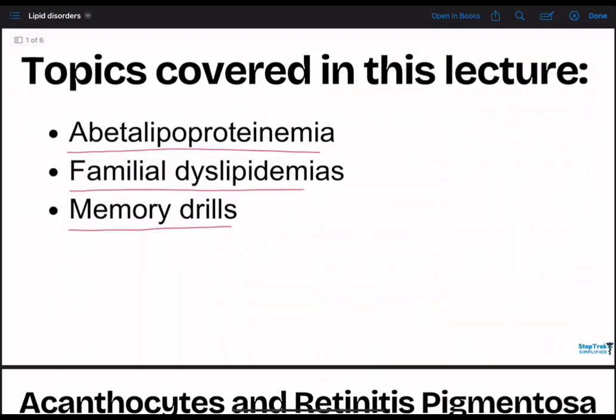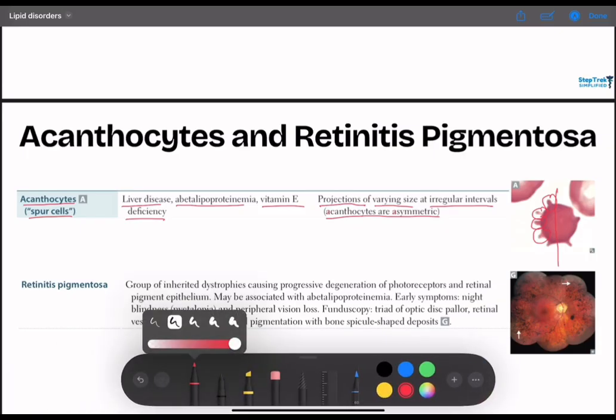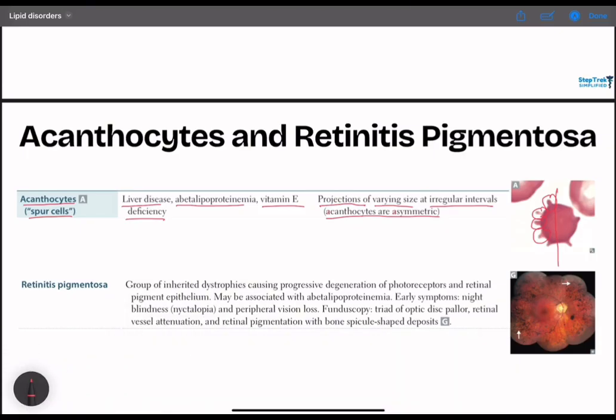Then we have acanthocytes. Acanthocytes are also a characteristic feature of abetalipoproteinemia. They are present in liver disease as well as abetalipoproteinemia and vitamin E deficiency. In acanthocytes, also known as spur cells, we have projections of varying size at irregular intervals. The acanthocytes are asymmetric. If we look over here, there are varying amounts and sizes of projections coming off the membrane of the RBC. The reason is the irregular handling of abnormal lipid within the body.